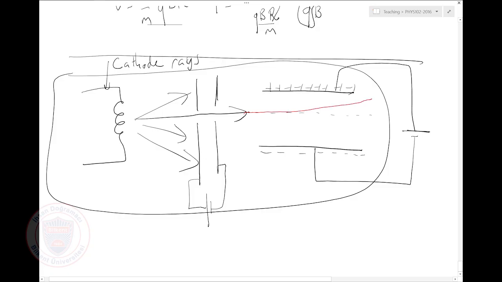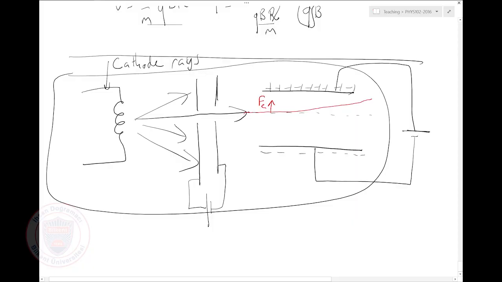Why? Well, they are attracted by the electrical force, right? At each point, there is an electrical force. And why are they attracted to the plus terminal? Because they are negatively charged particles, right? So there is an electrical force on them. Then he said, oh, great. So maybe I can actually see how much they deflect.